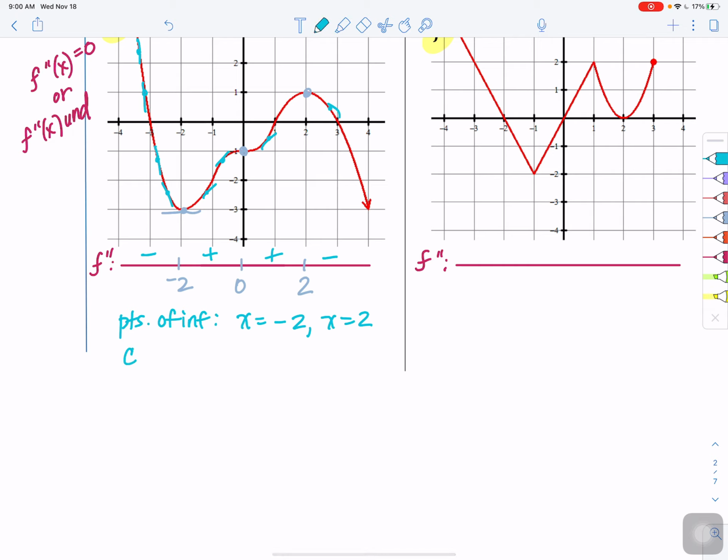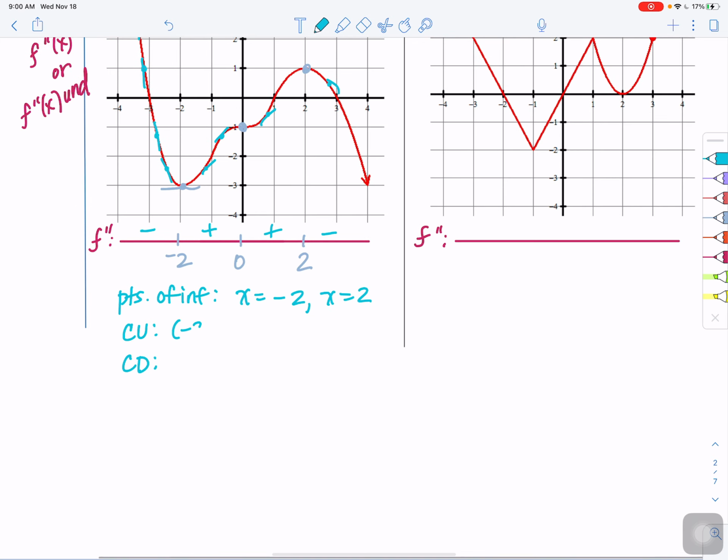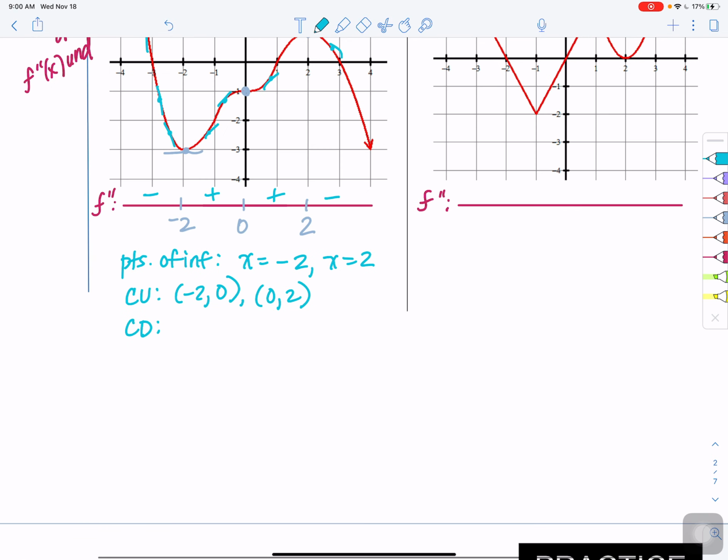Then let's give them our intervals of concave up and concave down. Concave up would be -2 to 0 and 0 to 2. We do want two separate intervals for those. Do not include 0 in your interval. -infinity to -2 and 2 to infinity, we're concave down.